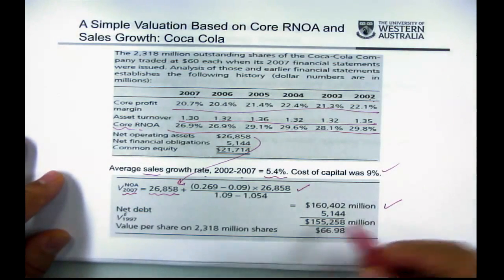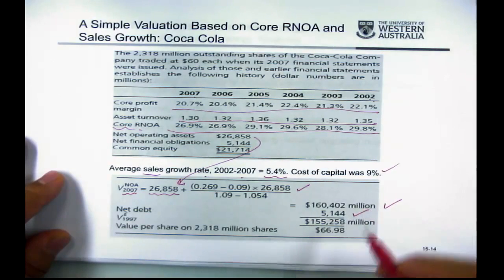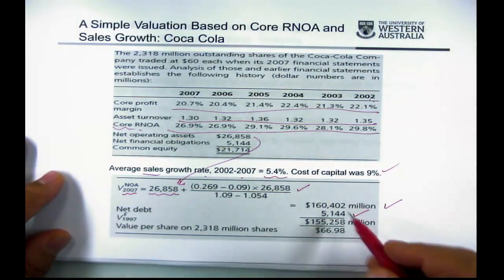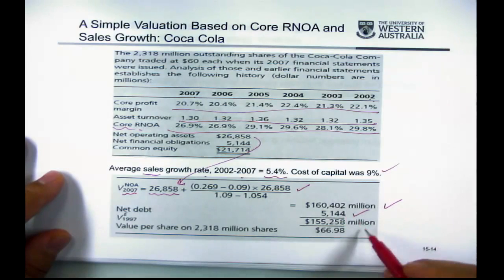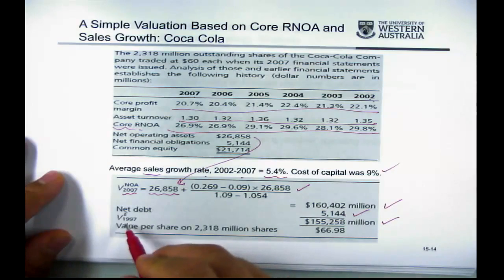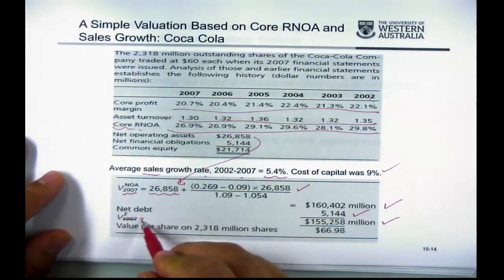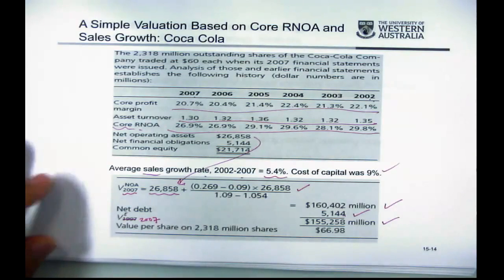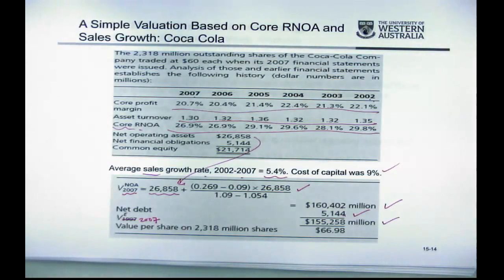At that time, the firm also had net debt of 5144. We subtract this one from this one to get the value of its equity. Please, this is a typo. This one should be 2007. Once we have calculated the value of equity, we divide it by the number of shares outstanding in order to calculate the value per share, okay? Again, this is a typo. It should be 2007.